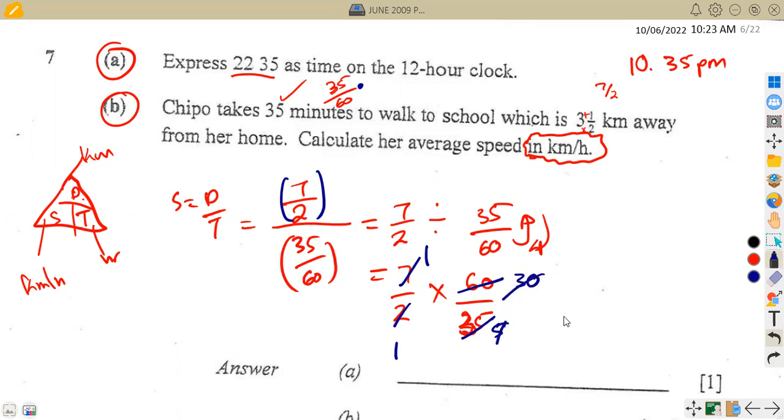5 into 30, which is 6. So it's going to be 6 kilometers per hour, which is the average speed. So guys, take note of the units.